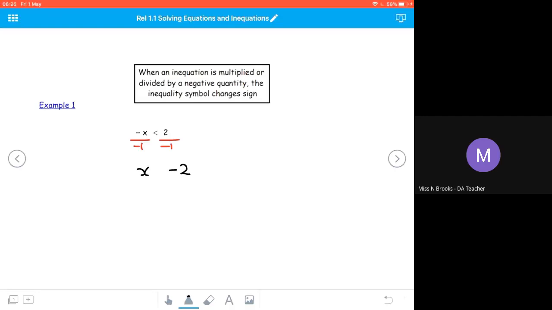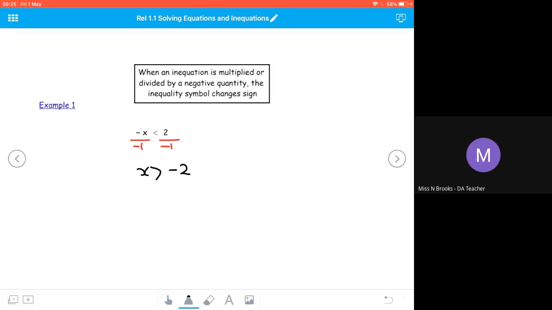if I choose a value that's less than negative 2, for example, negative 10, if I substitute negative 10 into my original inequation, I would have negative negative 10, which is positive 10. And if I read it left to right, 10 is less than 2, that would be false, which is why I need to flip the sign around. And so my solution is x is greater than negative 2. So if I choose a value that's greater than negative 2, for example 0, 0 is less than 2 is a correct interpretation of that inequation. So I know that x is greater than negative 2 is the correct solution.